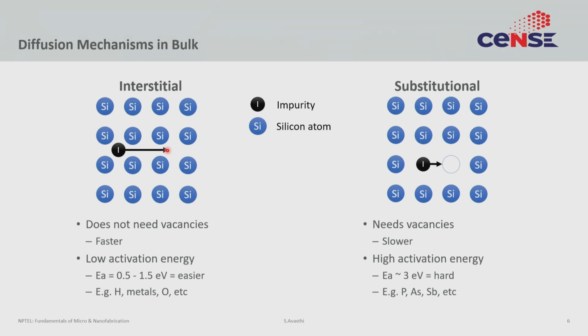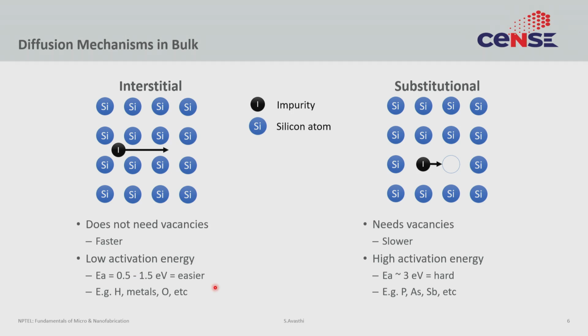One of the features of this is it does not need a vacancy. It does not require a silicon vacancy to move. It can move on its own because interstitial positions are present all around in the lattice, and hence this process tends to be faster. In terms of thermodynamics, that basically means that the activation energy of this process is low, typically around 0.5 to 1.5 eV. Often this is done by impurities that are small in size. So, hydrogen does this, a lot of metal impurities do that, oxygen does this in silicon.